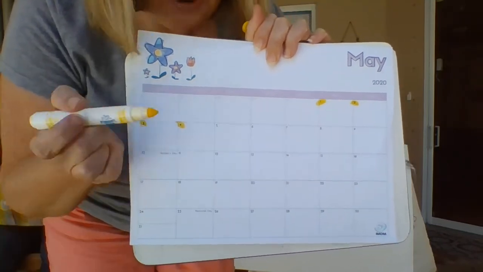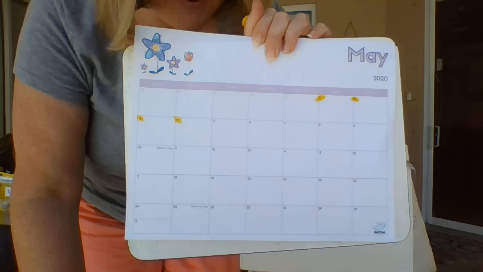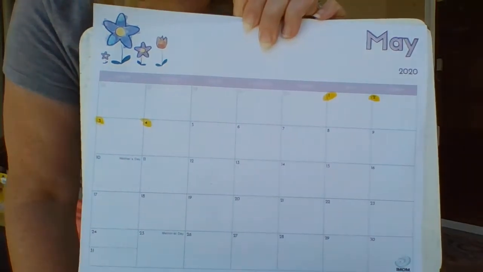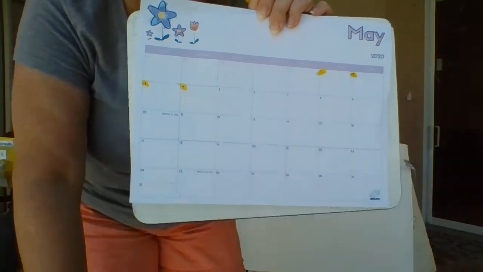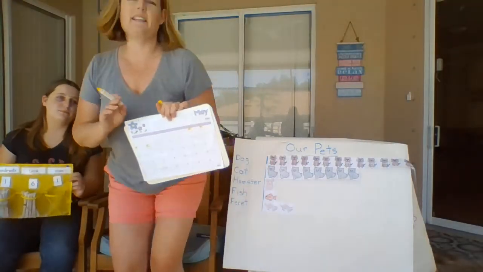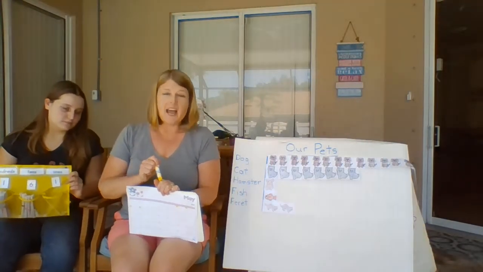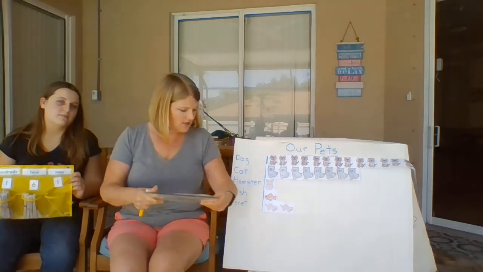2020. Great job. Look above the 4. What day of the week are we on? That's right. It's Monday. Today is Monday, May 4th, 2020. Spectacular. Let's look and see how many days we've been in school.